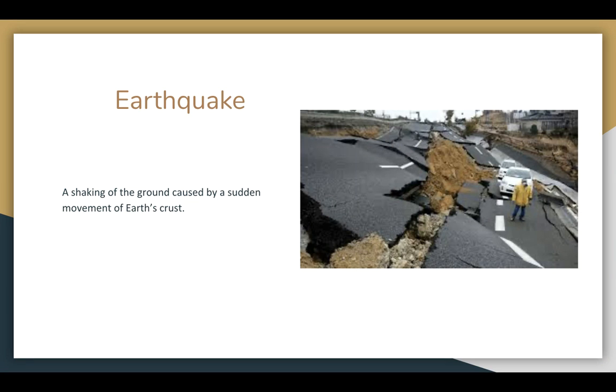So, what is an earthquake? An earthquake is a shaking of the ground caused by sudden movement of the Earth's crust. So, the Earth's crust is an outside layer of the Earth. Think about the Earth as a sphere, and inside there are different layers. On the very outside, where we live, is the crust.